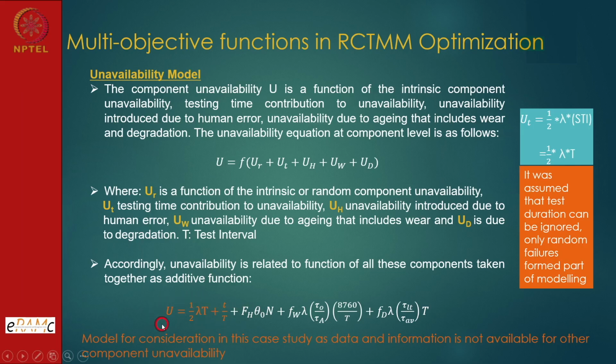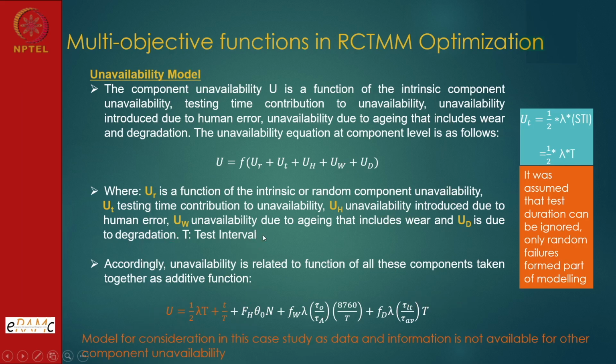So this is the main metric here, and then human error. Human error also causes unavailability, so this is the model for human error. W is the model for unavailability due to aging, and D is related to degradation. They have been taken separately, but okay. So these are the models that are available.